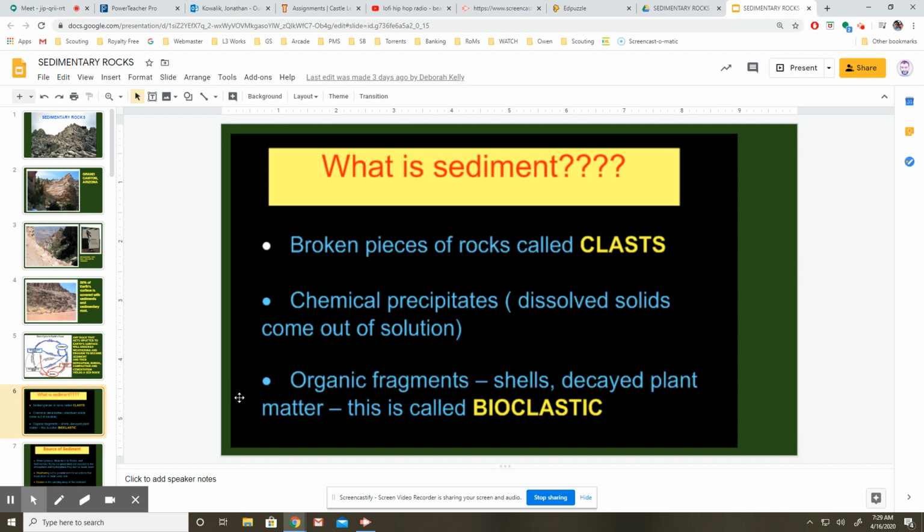Another way we can form sediments is breaking up things that are organic, such as seashells, or maybe decayed plant matter, which we are going to call coal, and the shells, we're going to call that limestone. We can break that up into pieces, glue it back together, and it's considered a sedimentary rock. In this case, it's going to be bioclastic.